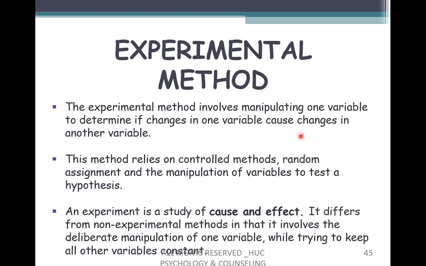Next method is the experimental method. The experimental method involves manipulating one variable to determine if changes in that variable cause changes in another variable. This method relies on controlled methods, random assignment, and the manipulation of variables to test hypotheses.